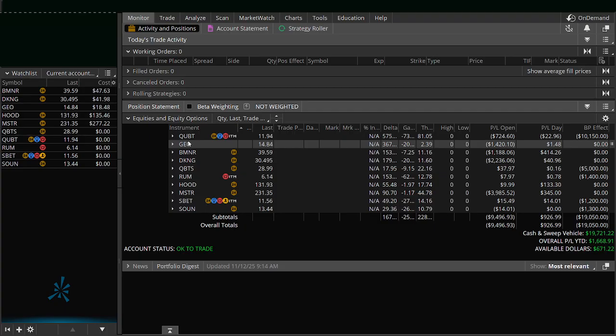Anyway, that's everything as far as ThinkorSwim is concerned for what I look to do, how I have it set up, and how I execute my trades.